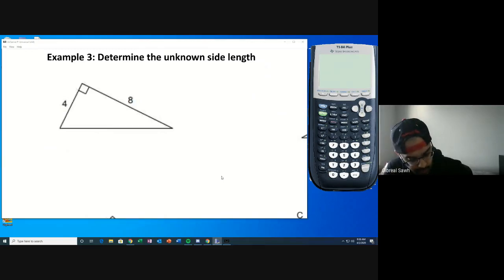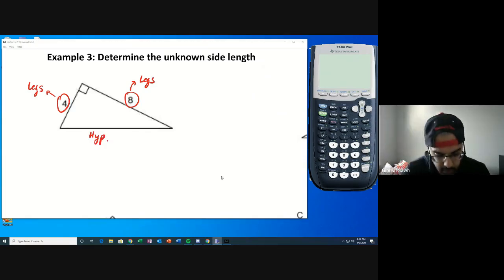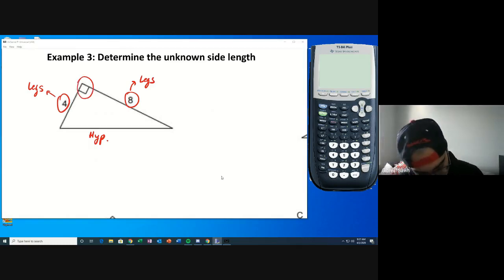I've got a side length of 4, a side length of 8. Now both of those are legs. Okay, they're legs of that right angle triangle. Our goal is to figure out what the length of the hypotenuse is. That's the one that's missing. I know that's the hypotenuse since it's opposite my right angle. So if we use our Pythagorean theorem relationship, we could say that a squared plus b squared is equal to c squared. c squared is going to represent our hypotenuse.